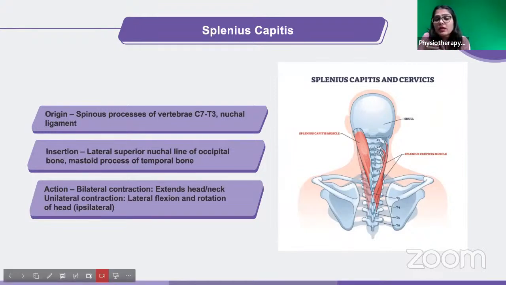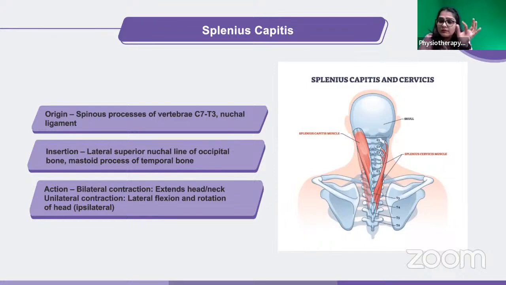See, remembering or mugging up the number of vertebrae is very difficult. I totally understand. But at the end of the session, I will post an easy way to understand this in the group where I have written all these numberings of the vertebrae. So splenius capitis, as you can see in the image, so let me show it in the image only. All these muscles, try to study by looking at the image itself.